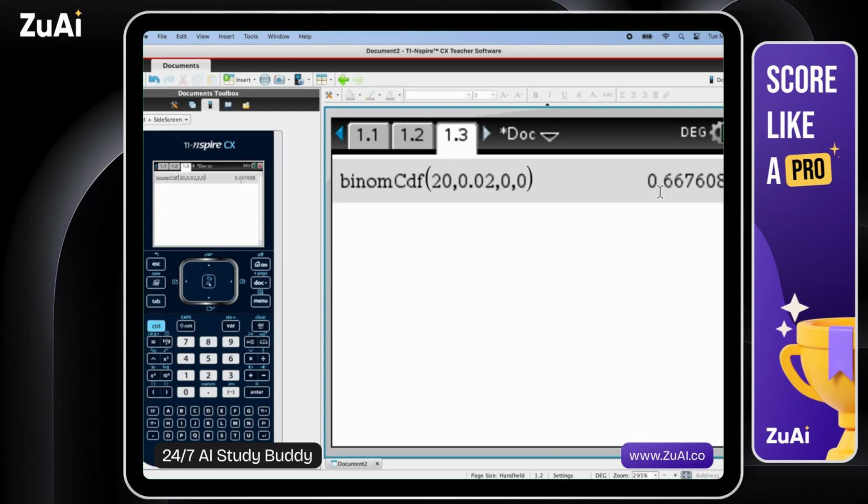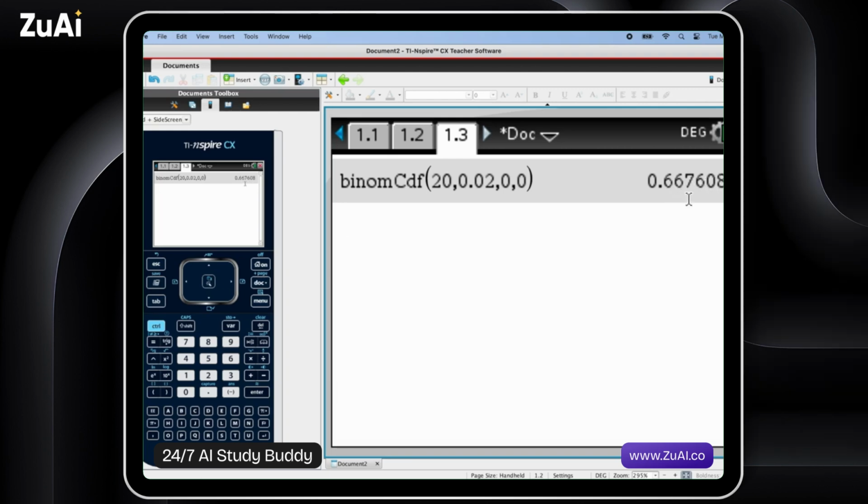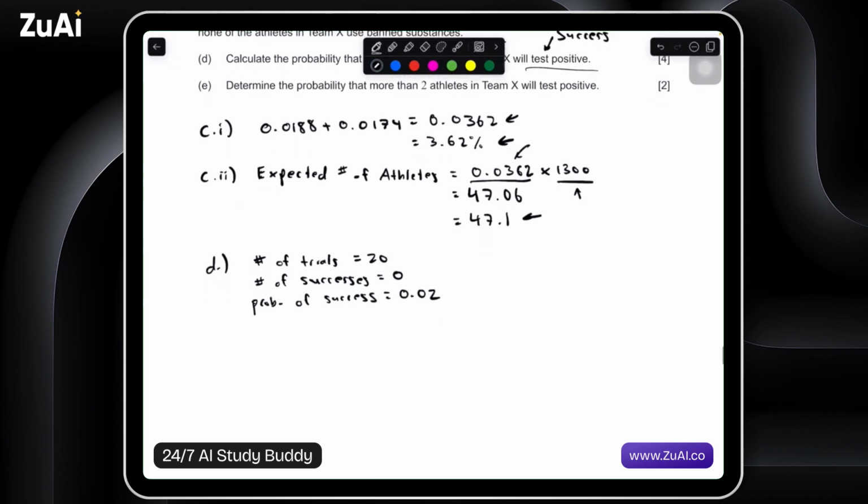Okay, 0.667608. So roughly a 66.8% chance that, even though all of them are clean, it's about a 2/3 chance that everyone will come away with a clean test. Some of them might get a false positive. So let's go back to the document and write that in.